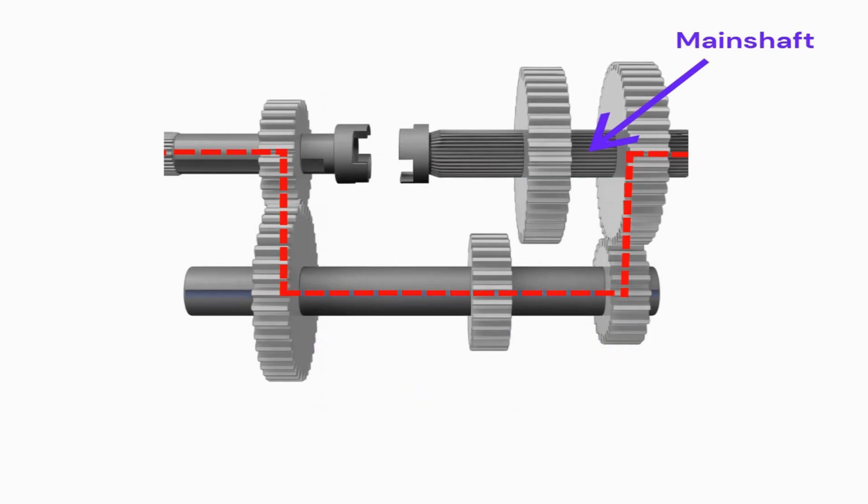Main shaft. The main shaft serves as the output shaft of the gearbox. It receives power from the layshaft and delivers it to the drive shaft. The gears on the main shaft are internally splined, allowing them to slide along the shaft to engage with the corresponding gears on the layshaft and achieve the desired gear ratio.